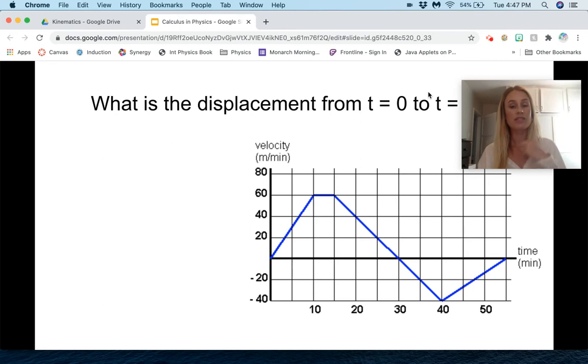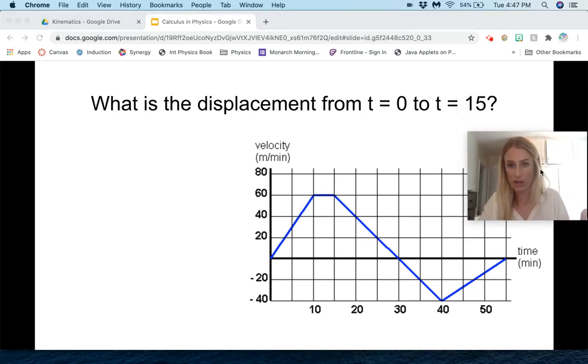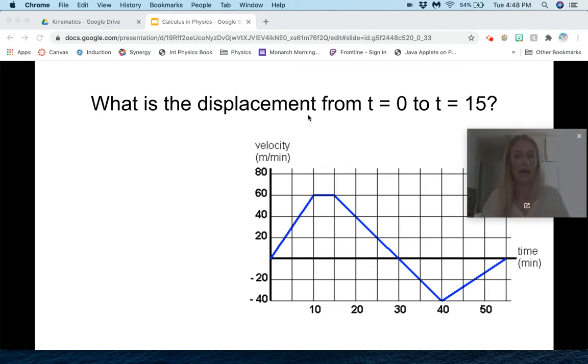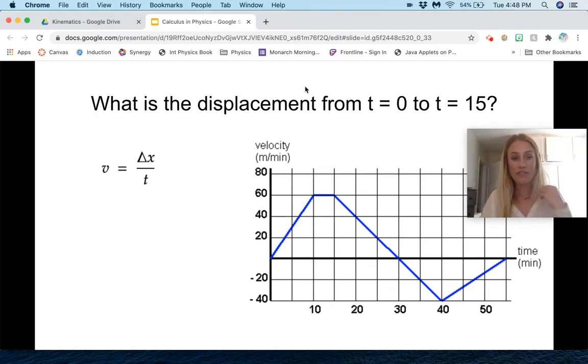All right, so this looks something like this on a curve. If I wanted to know the displacement from t equals 0 to t equals 15 seconds, again, I have a velocity versus time curve here. I know that velocity is equal to change in position over time, or displacement over time. Rearranging this equation, I get velocity times time equals my displacement, which is what I'm trying to find.